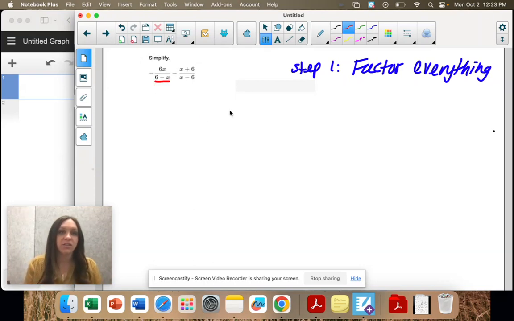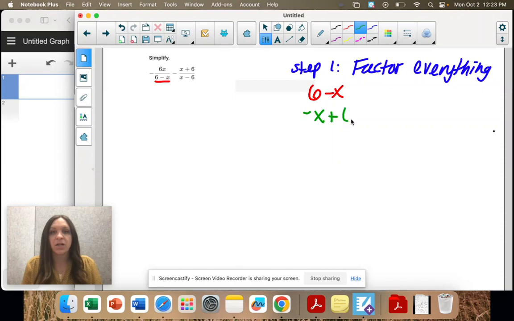So I'm looking at this. 6 minus x. We're going to move it, so it's negative 6 plus x. And then it's really, really close to being a common denominator with that. Do you remember how to get it to be the right way? You take out a negative 1.